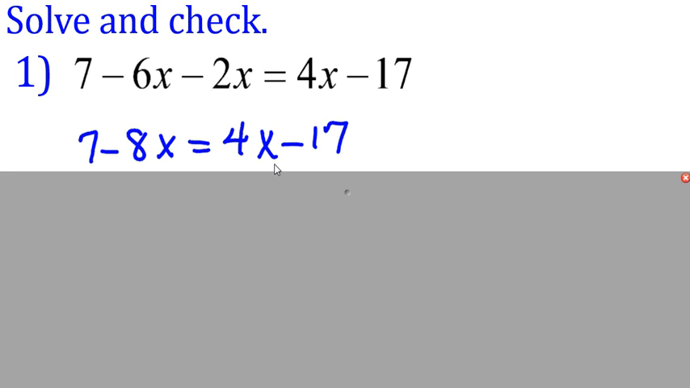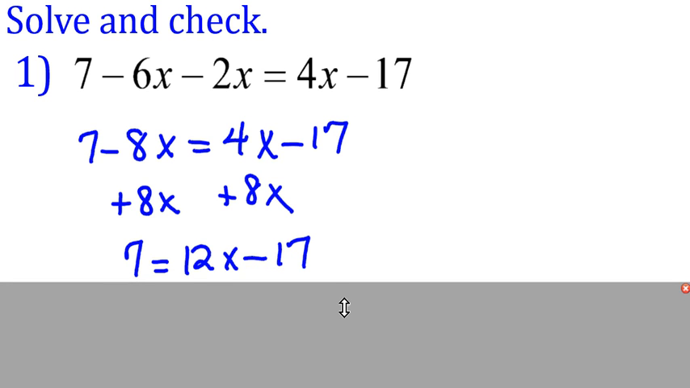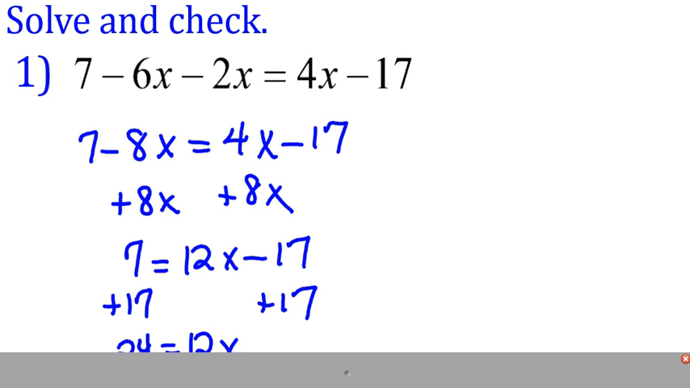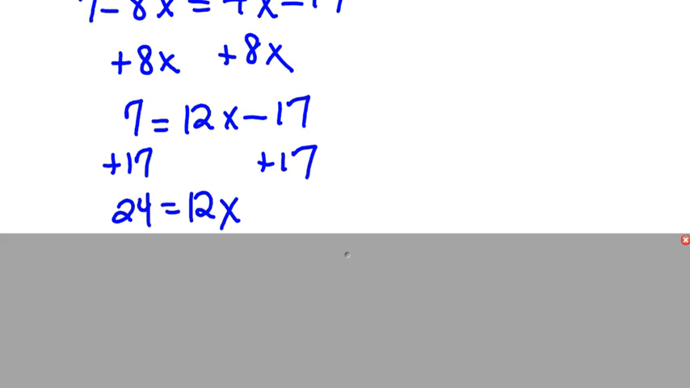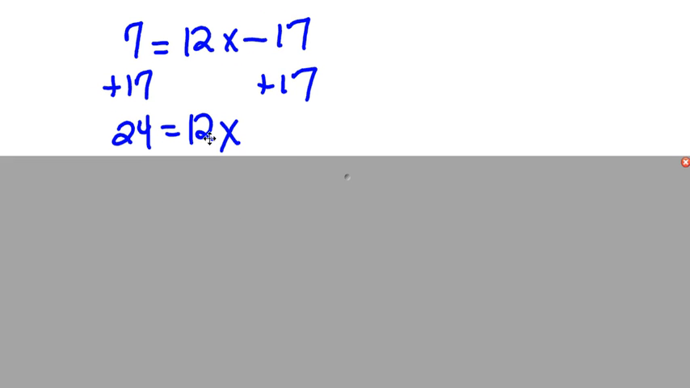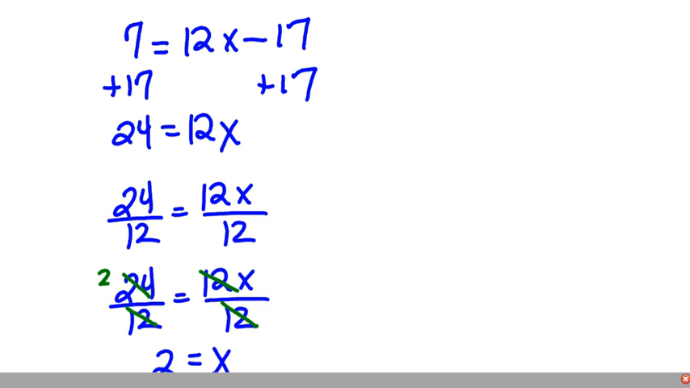So now we want to eliminate the smaller variable. Well, my smaller variable is negative 8x. To undo that, we need to have a positive, so we're going to add 8x to each side of the equation. That would leave us with 7 equals 12x minus 17. Then we have this negative 17, right? How do you undo subtraction? We add it, so we're going to add 17 to each side of the equation, which would mean that we have 24 equals 12x. So now we have to undo the multiplication of 12, so we're going to divide both sides by 12, which means x gives us 2.